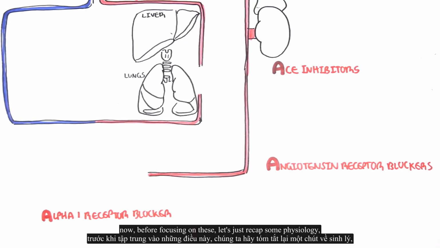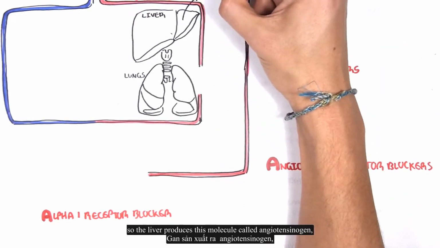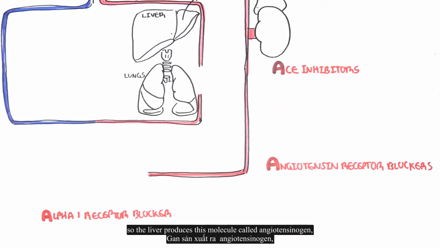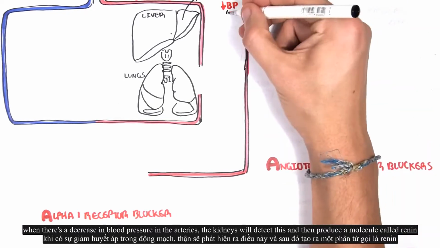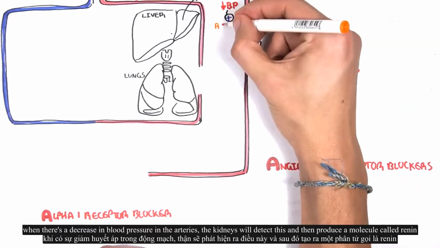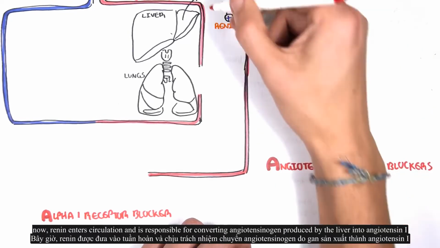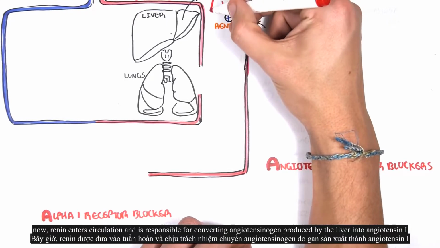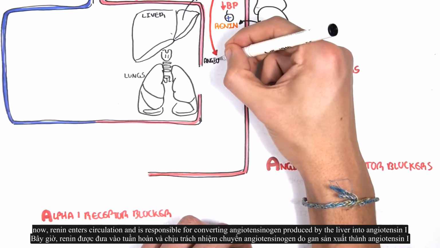Now, before focusing on these, let's just recap some physiology. The liver produces a molecule called angiotensinogen. When there's a decrease in blood pressure in the arteries, the kidneys will detect this and then produce a molecule called renin. Renin enters circulation and is responsible for converting angiotensinogen produced by the liver into angiotensin 1.